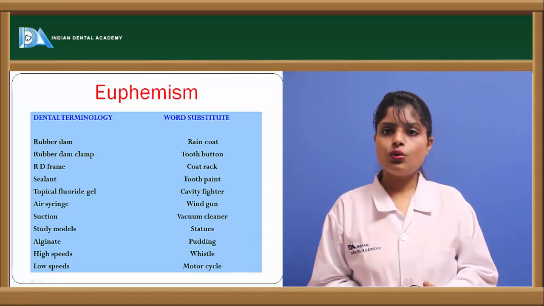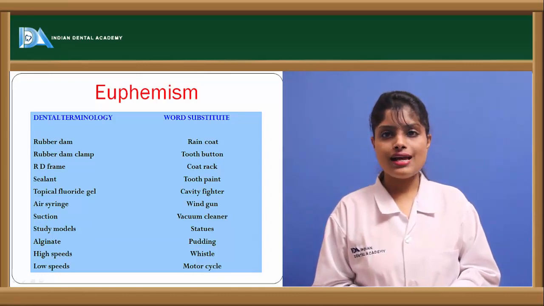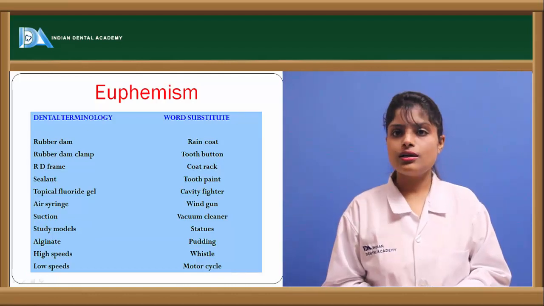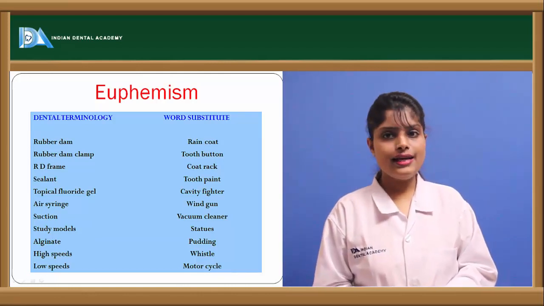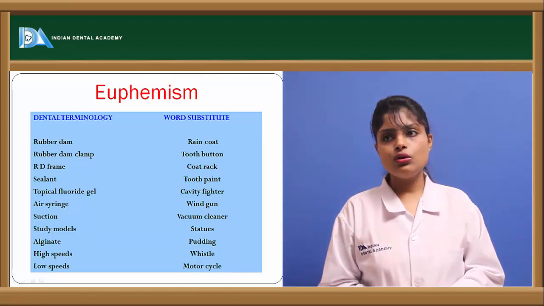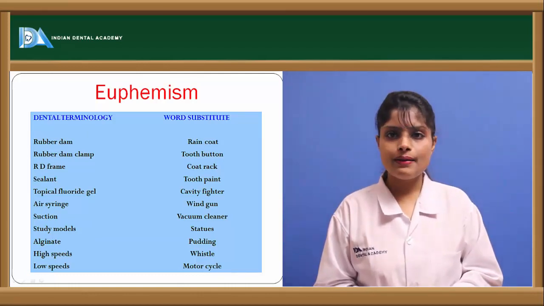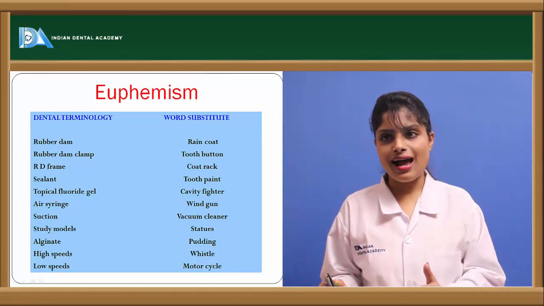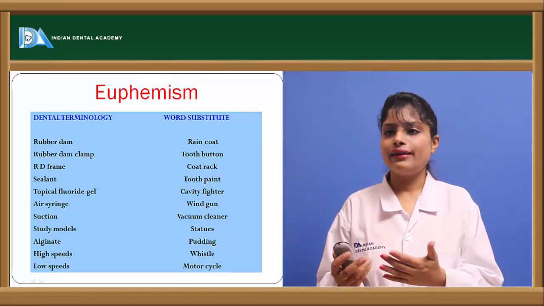Now there are certain words which can be used as substitute words for the instruments used in the dental operatory. They can be like rubber dam is substituted by a raincoat. The rubber dam clamp by the tooth button, the frame by the rack, the sealant by the tooth paint.